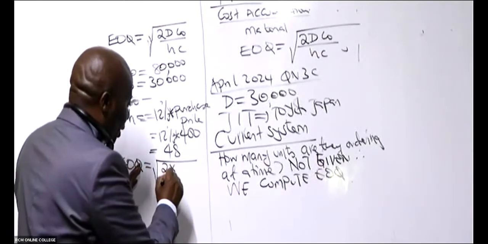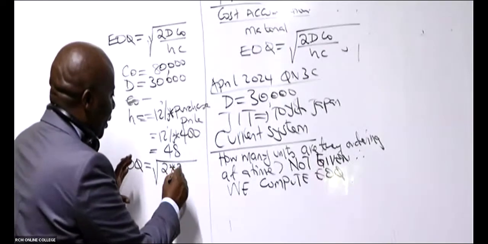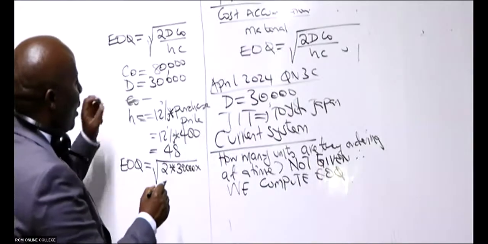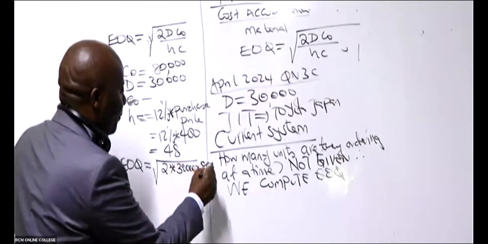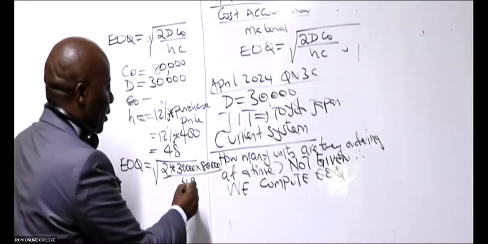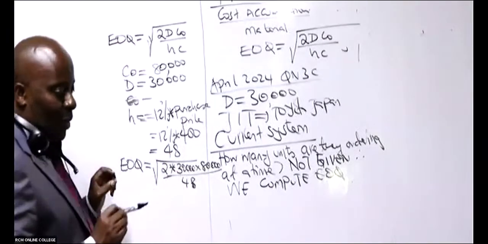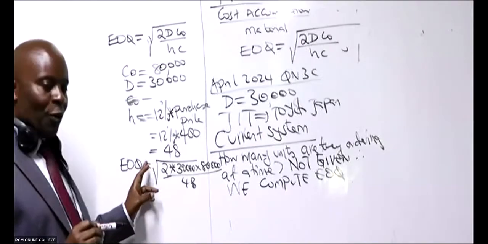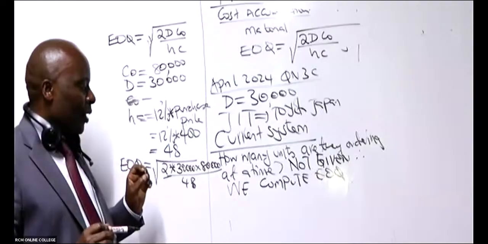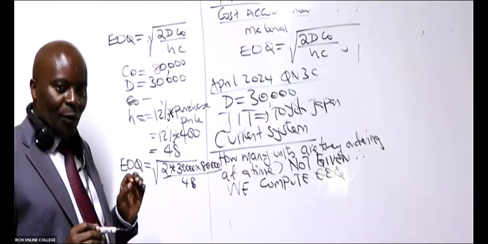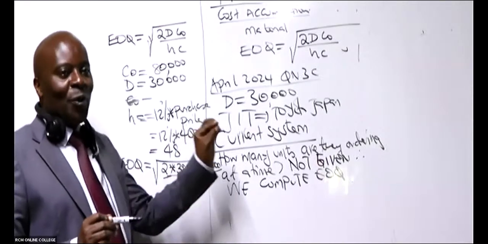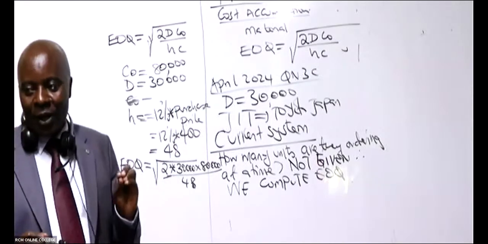The EOQ will be the square root of 2 times annual demand of 30,000 times cost per order, which is 80,000, divided by the holding cost of 48. Remember, how do we do this first? We forget the square root: 2 times 30,000 times 80,000. Whatever answer we get, we divide by 48. And then we take the square root.